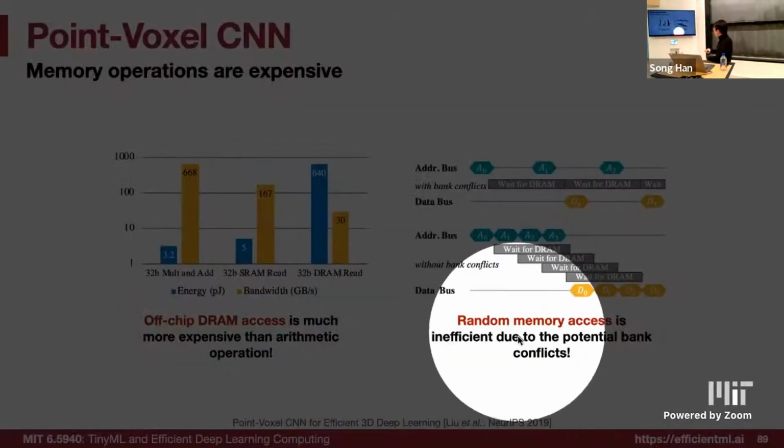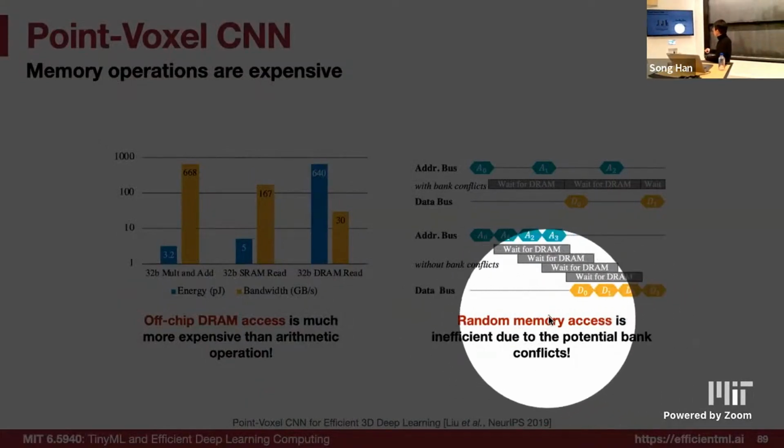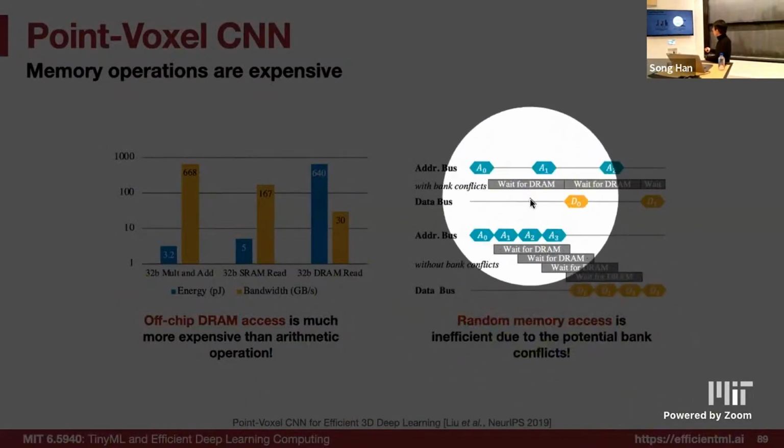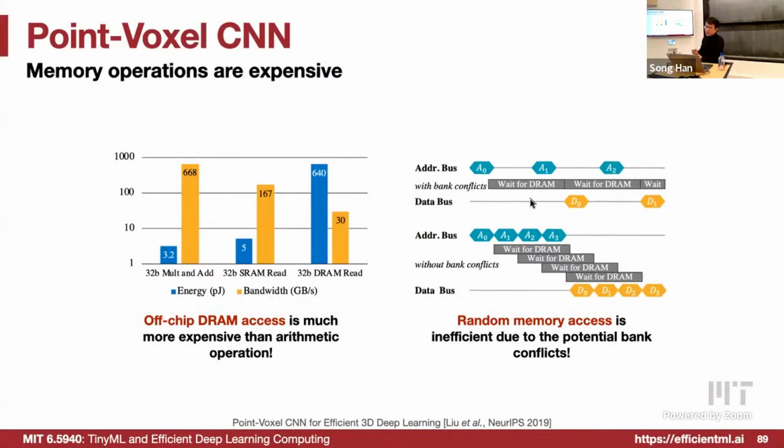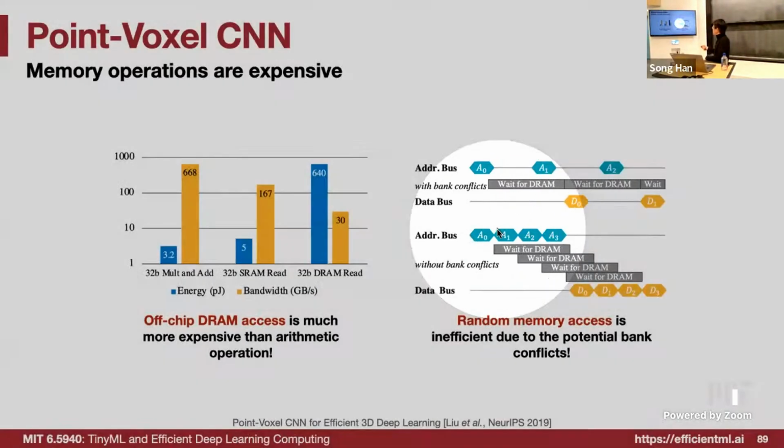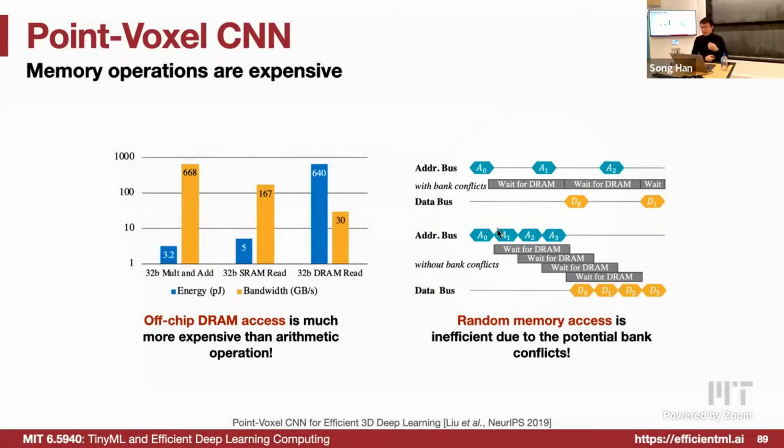And random memory access is also quite inefficient due to the potential bank conflict. So what we like is actually a continuous address, like address 0, address 1, address 3, without any conflict.